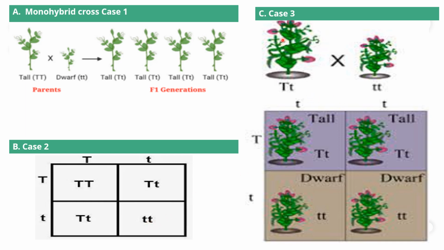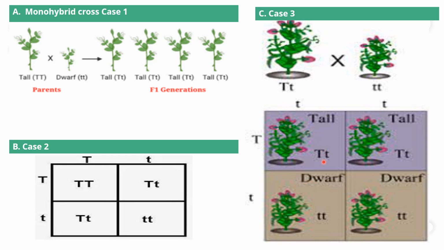Then case 3: a heterozygous dominant tall plant crossed with a homozygous recessive dwarf plant. In this case, what are the possible gametes? A question will come like this. The possible gametes from the first parent are capital T and small letter t, but the possible gametes from the second parent are only small letter t. Both the gametes will be small letter t. Then what are the possible progenies in this case?